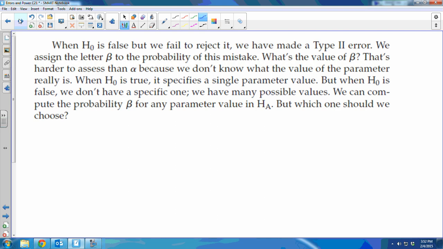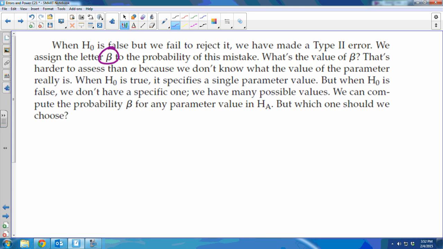When the null hypothesis is false and we fail to reject it, that's a type 2 error. Now, the probability of a type 2 error is represented by beta. I'm only telling you this because maybe they'll show the symbol at some point. You won't be able to calculate the probability of a type 2 error, and this is why.